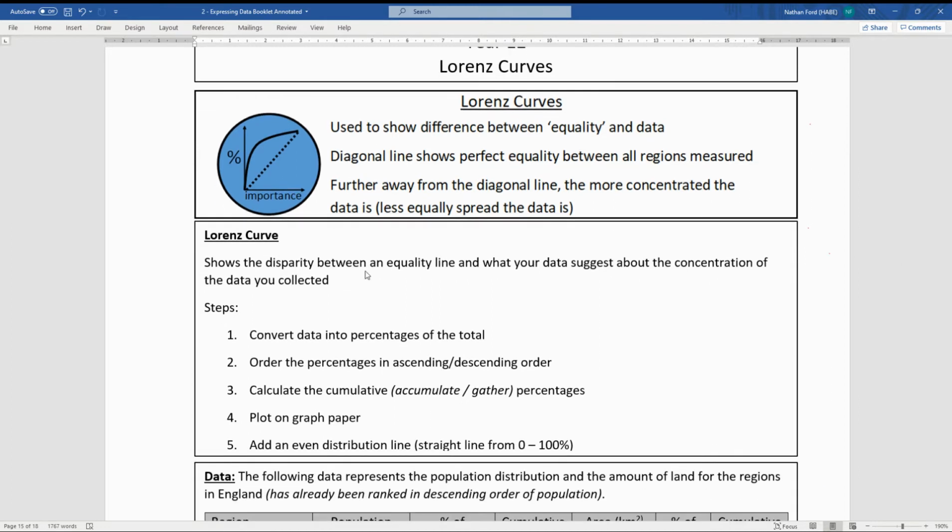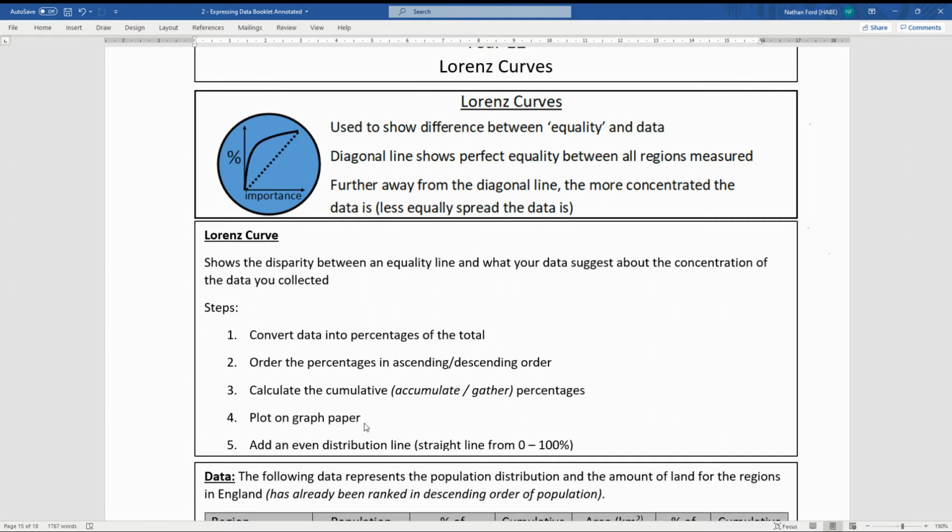So the steps are, we'll be turning our data into percentages of the total, how much of it exists of the total. We'll be ordering those percentages from lowest to highest, or from highest to lowest, depending on the data that you're doing. If you do it from highest to lowest, it will be above the equality line. If you do it from lowest to highest, it will be below. It doesn't matter because it still shows the difference, as long as you make that decision.